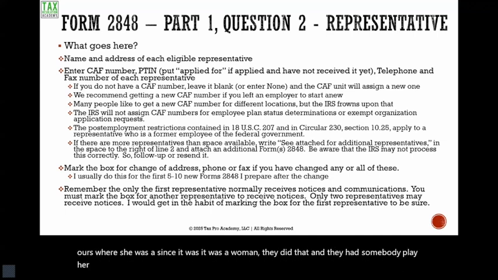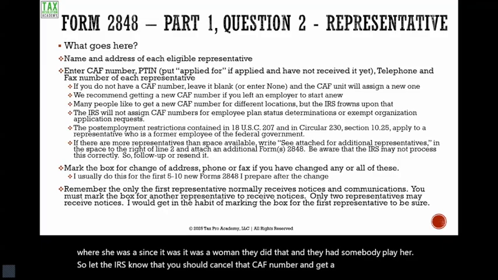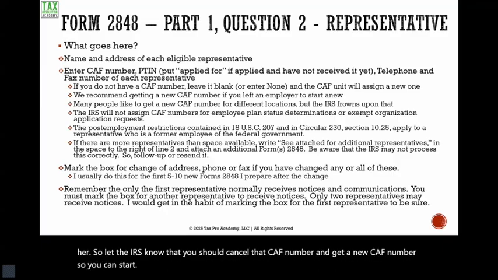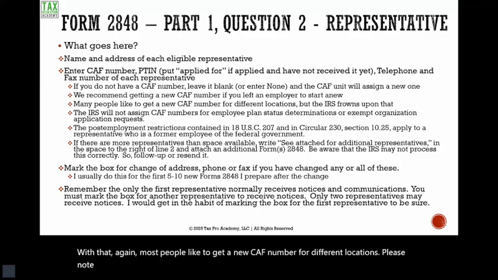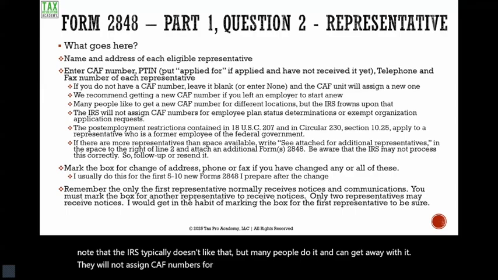So let the IRS know that you should cancel that CAF number and get a new CAF number so you can start fresh. Again, most people like to get a new CAF number for different locations. Please note that the IRS typically doesn't like that, but many people do it and can get away with it. They will not assign CAF numbers for employee plan status or exempt organization application requests.